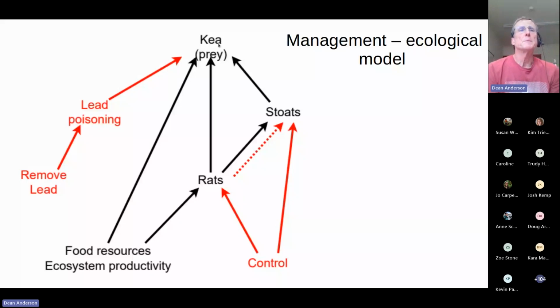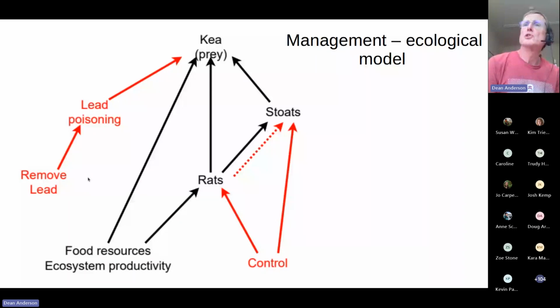The added problem for Kia is that there is a lot of lead in the environment, and being inquisitive birds, they eat a lot of these. They go to these lead sources and consume lead, which can be fatal. And so one management application might be to remove the lead sources.